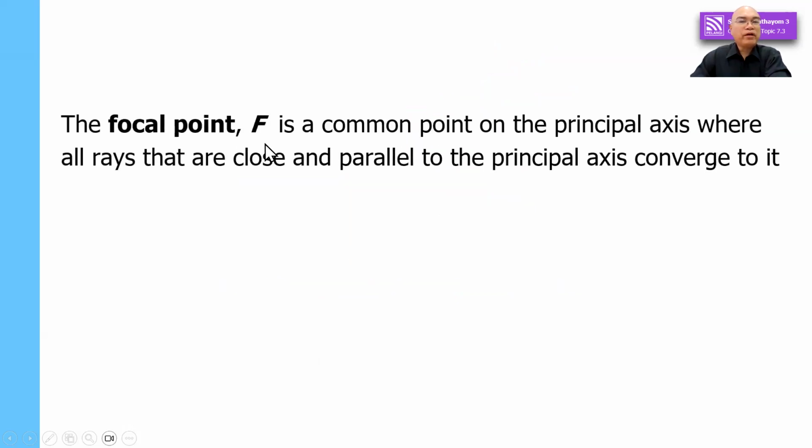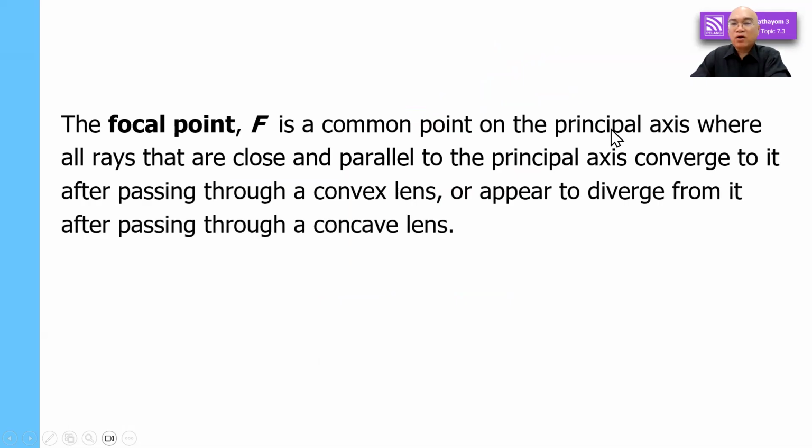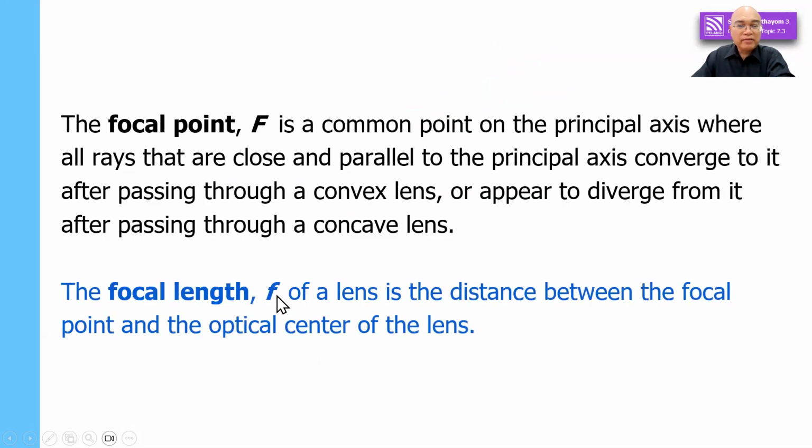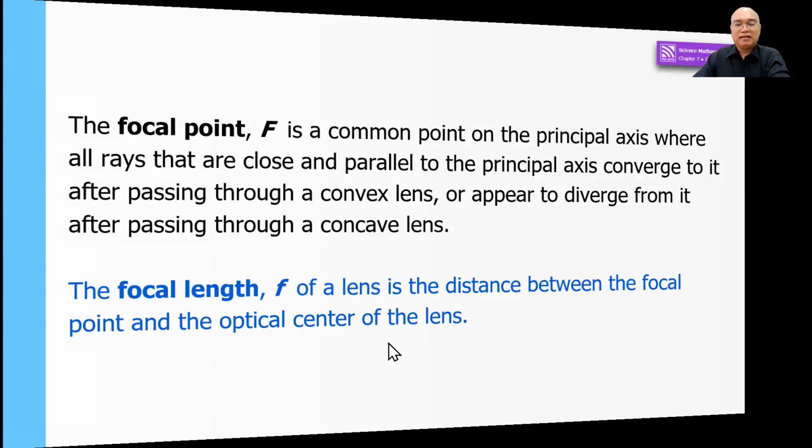All right, and the focal point or F is a common point on the principal axis where all rays that are close and parallel to the principal axis converge to it after passing through a convex lens or appear to diverge from it after passing through a concave lens. So the focal length F of a lens is the distance between the focal point and the optical center of the lens.